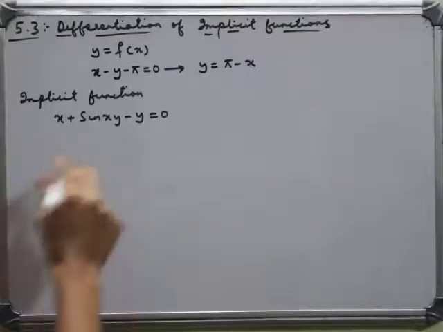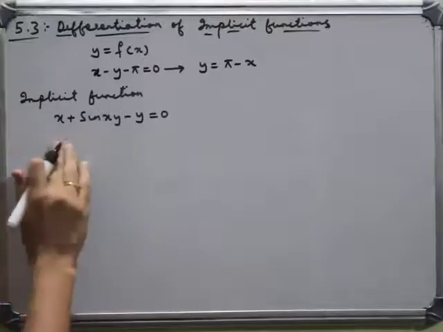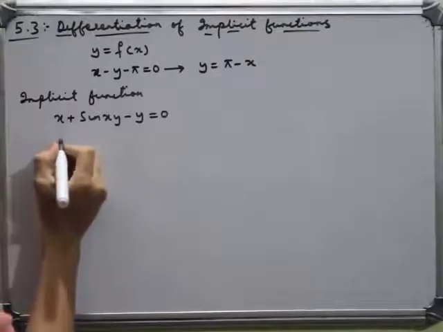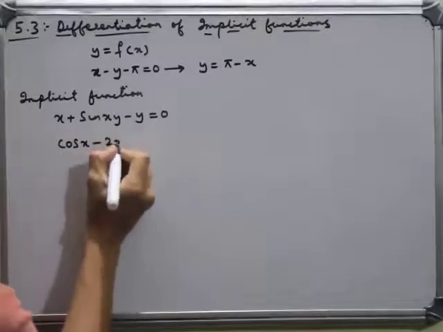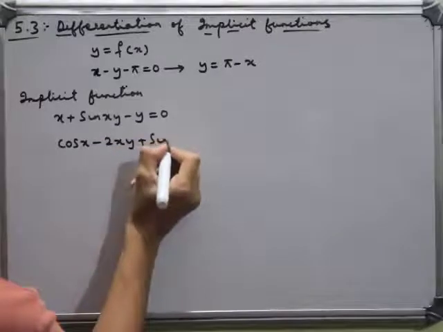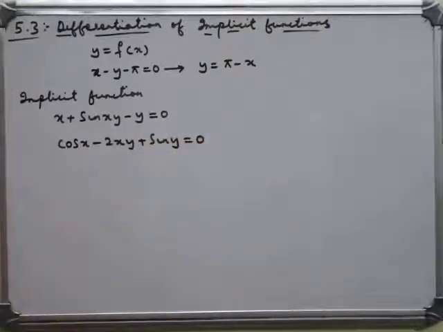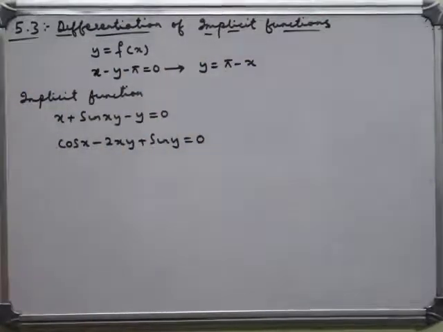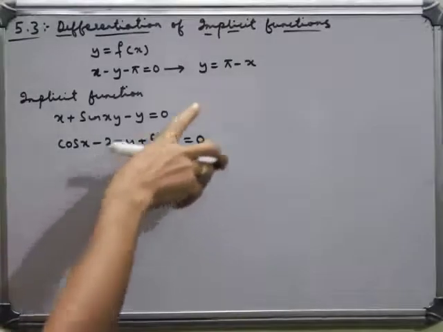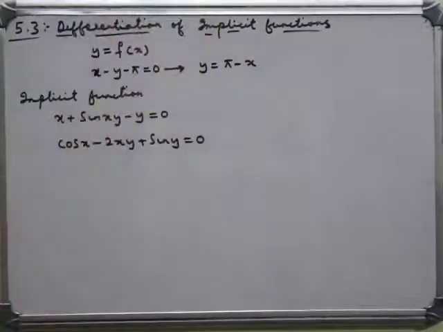Okay, I'll write some more examples of implicit functions before going forward. We can write like this: cos x minus 2xy plus sin y is equal to 0. So this is also a function where we cannot express y is equal to f of x. The dependent variable and independent variable are both combined here. So it's very difficult to express it in the form of y is equal to f of x. So these types of functions are called implicit functions.